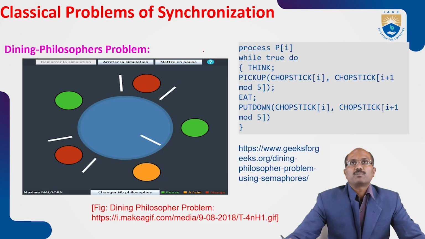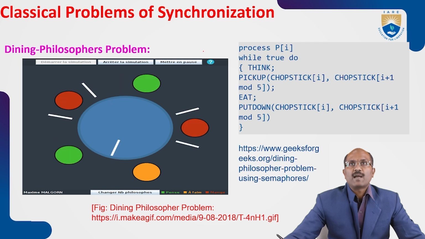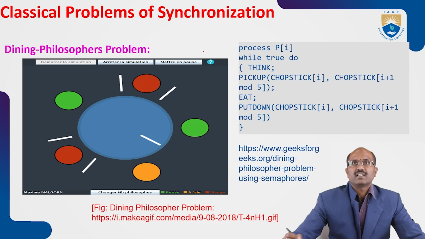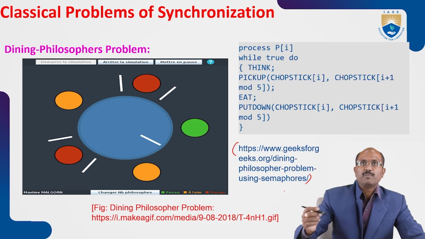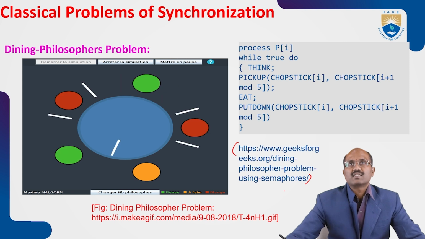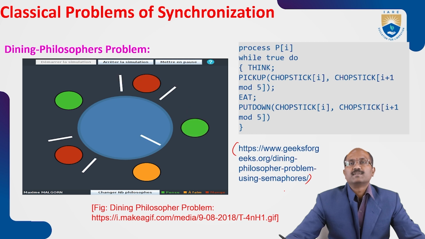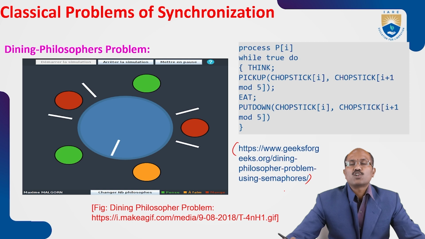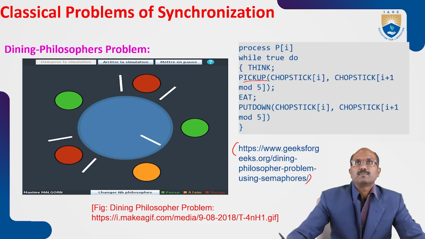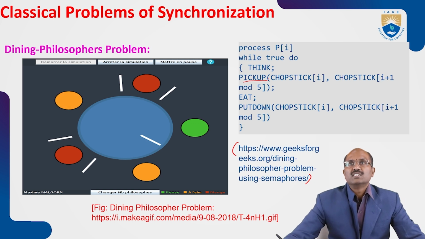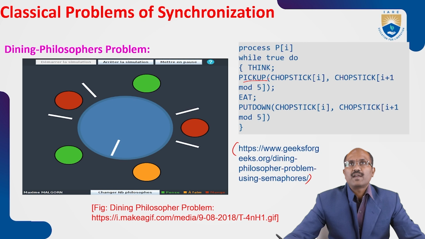The dining philosophers problem can be solved using the process Pi, with the sample code I have given here, collected from the GeeksforGeeks website. The process Pi runs while true: do think. Once the philosopher has thought, they pick up the chopsticks. The pickup function collects a chopstick, and the chopstick at i plus 1 is also picked up.